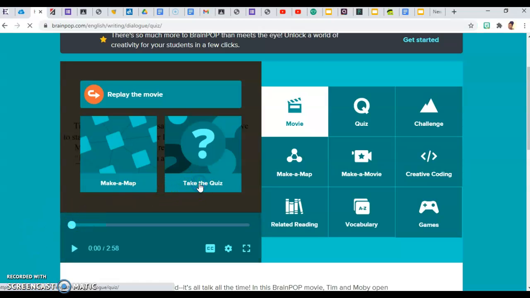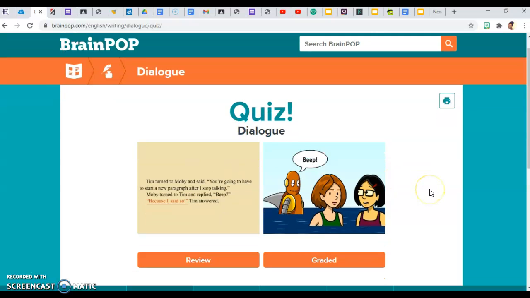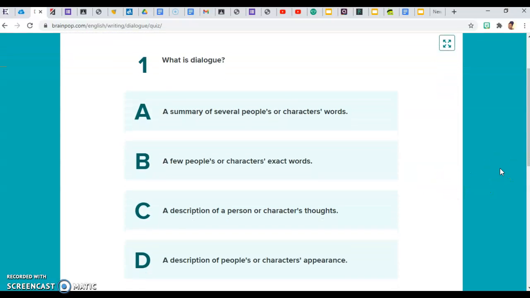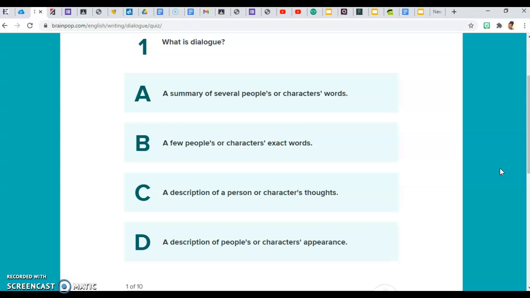So let's try to take the quiz. We'll do graded. Number 1. What is dialogue? You are going to write this on your whiteboard if you are at school. And if you're at home, you can write it on a piece of paper or whiteboard if you have it. And all you have to do is write either A, B, C, or D. So number 1, what is dialogue? A, a summary of several people's or characters' words. B, a few people's or characters' exact words. C, a description of a person or character's thoughts. D, a description of people's or characters' appearance.